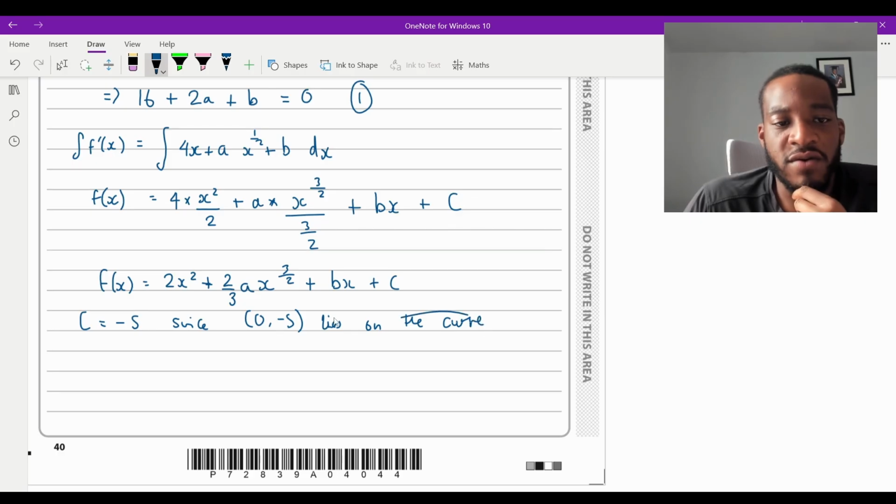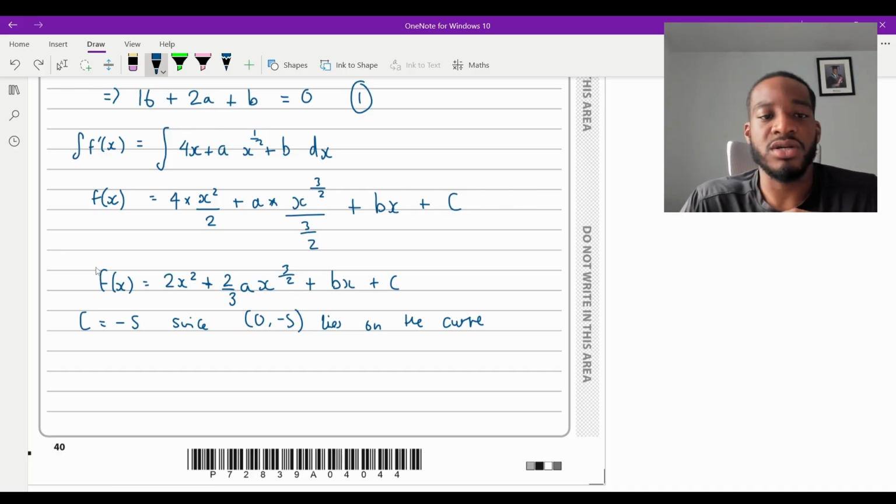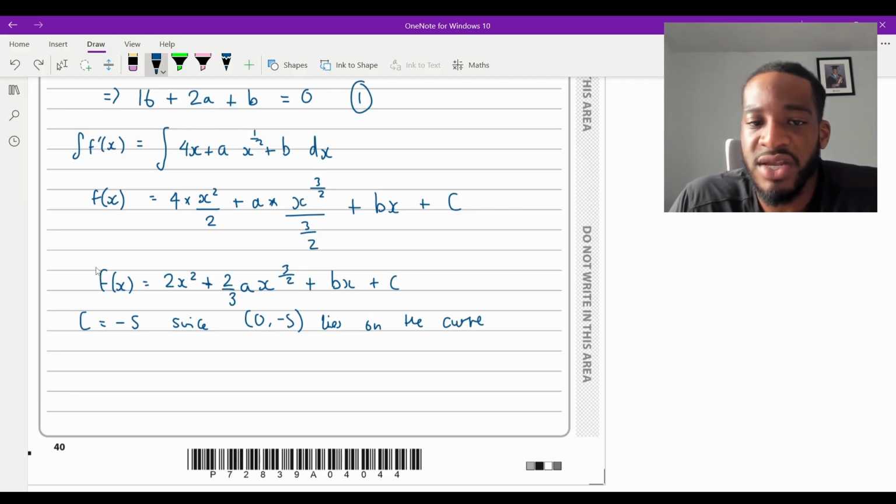Right? Or if you're not convinced as well, all you could do is literally plug in x equals 0 into here and replace this with -5, and you're going to get c equals -5 anyway.